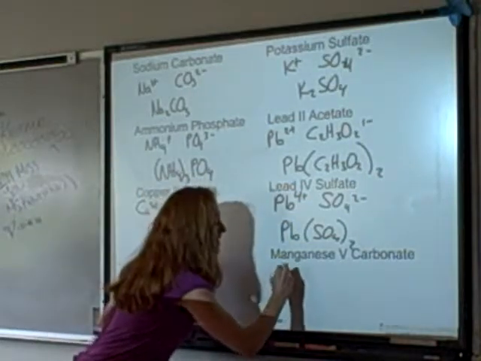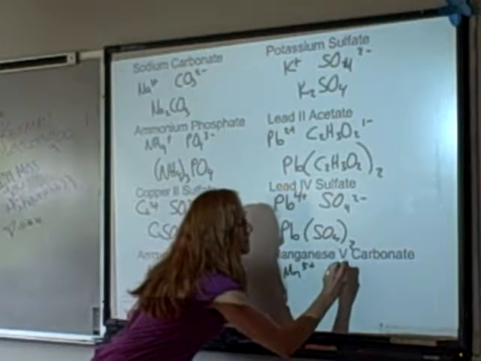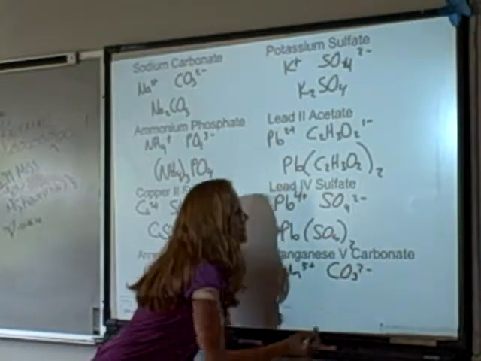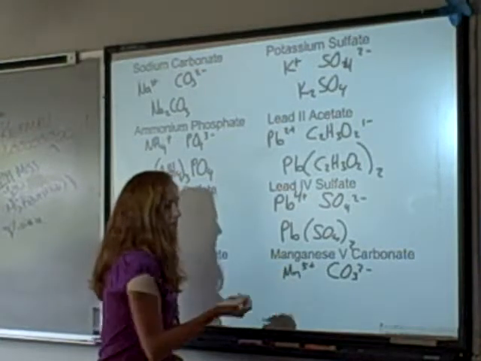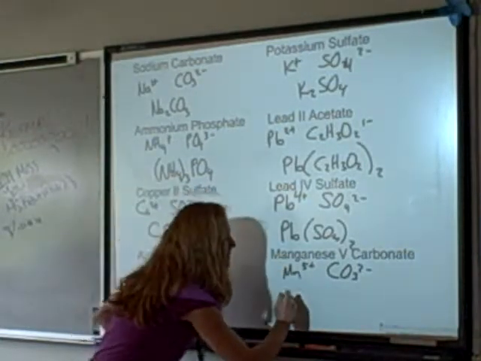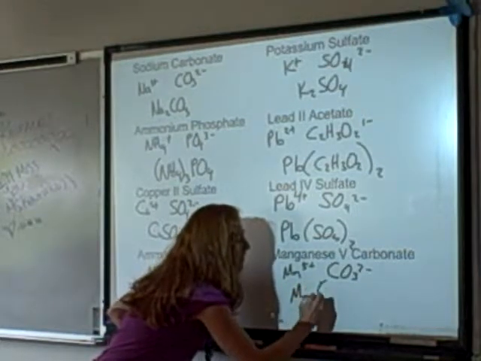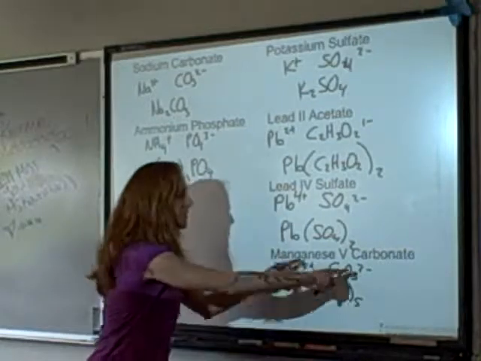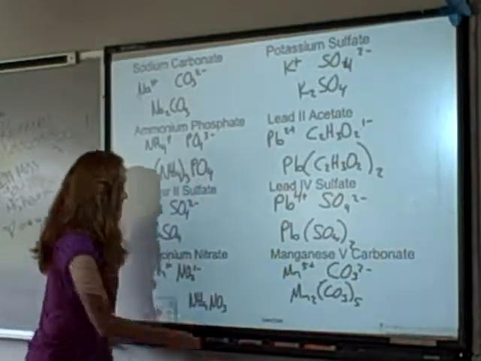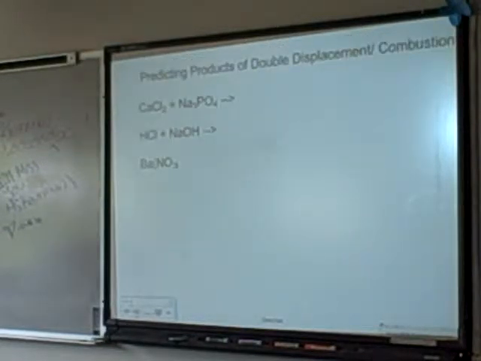Manganese 5, that's Mn with a 5+. Carbonate is CO3, it's a 2-. Okay, so I'm going to need 5 carbonates to take on the electrons lost by 2 manganeses. So Mn2, and then carbonate, CO3, in parentheses, 5 of them. You can see, just swap the charges. All right. I think that might be it on naming. Let's see. Yep, it is.